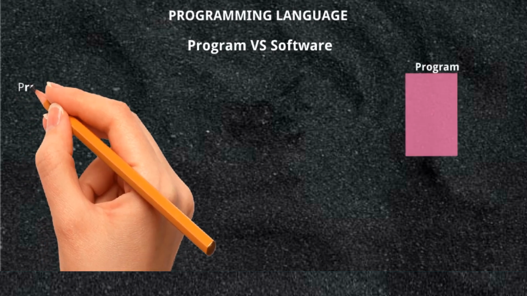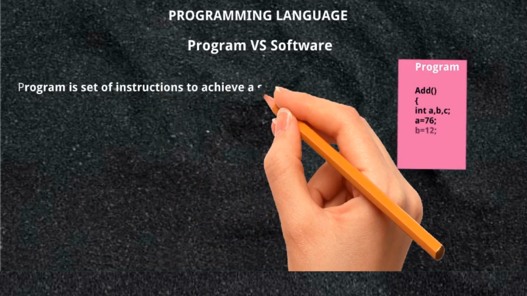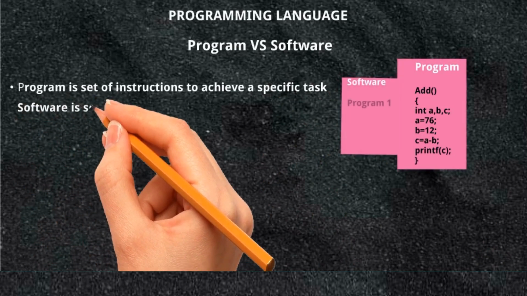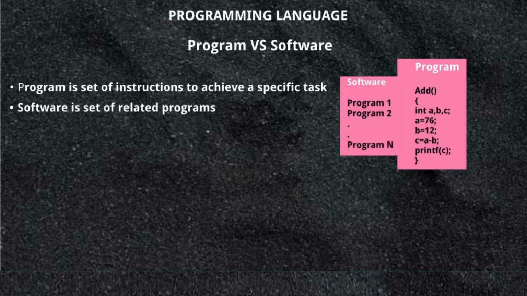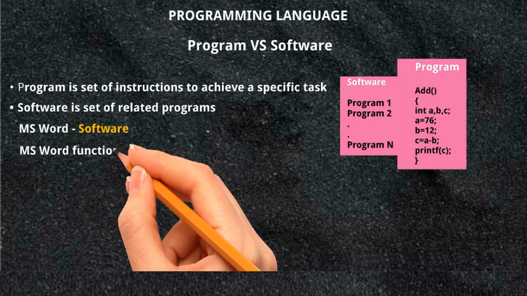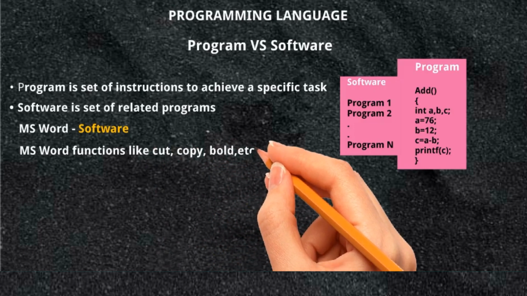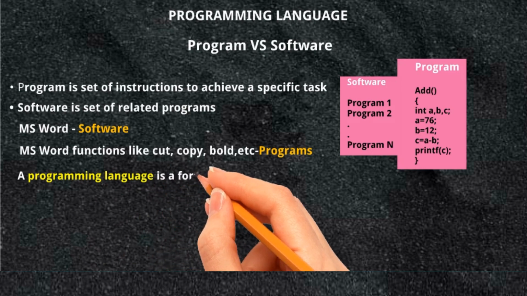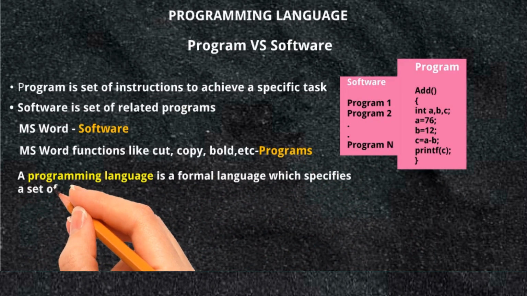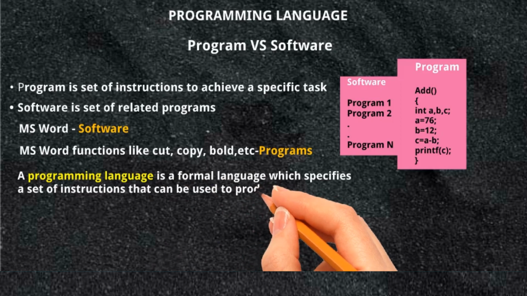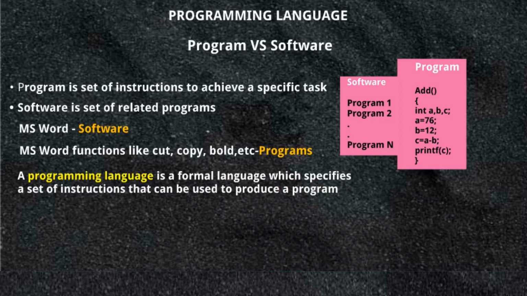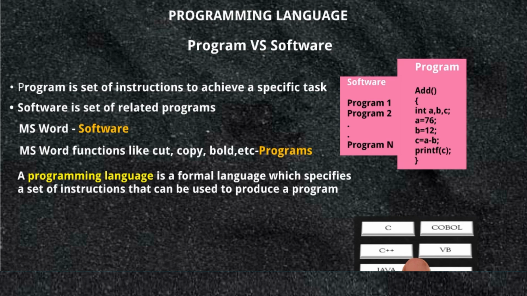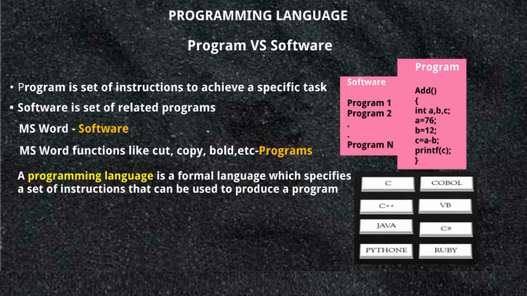What is the difference between program and software? A program is a set of instructions to achieve a specific task. Software is a set of related programs. MS Word is a software, but the MS Word functions like cut, copy, bold, italic, etc. are programs. Thus, a programming language is a formal language which specifies a set of instructions that can be used to produce a program. Examples of programming languages: C, C++, Java, Python, etc.